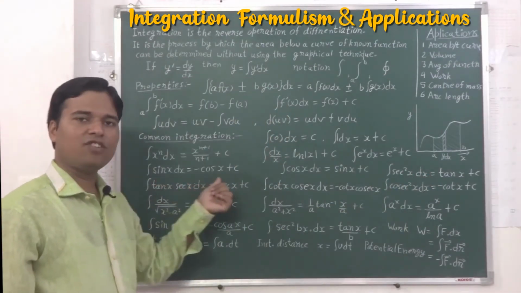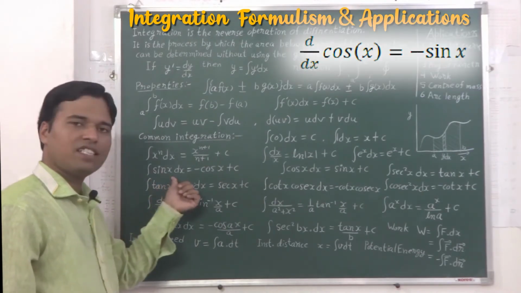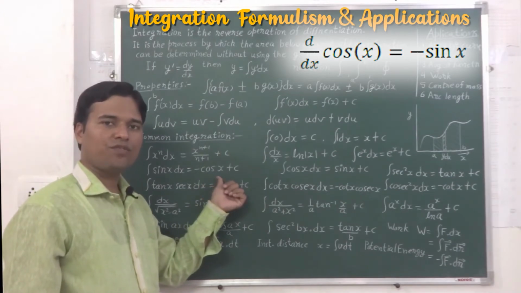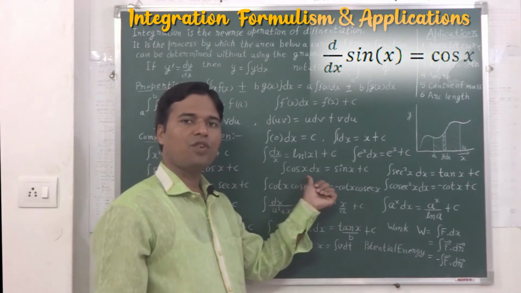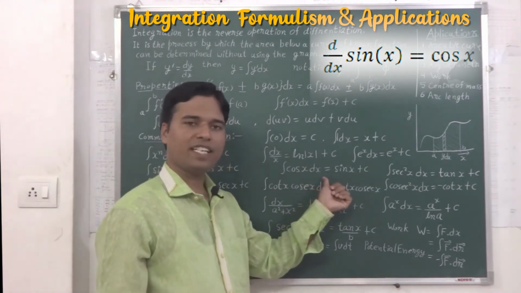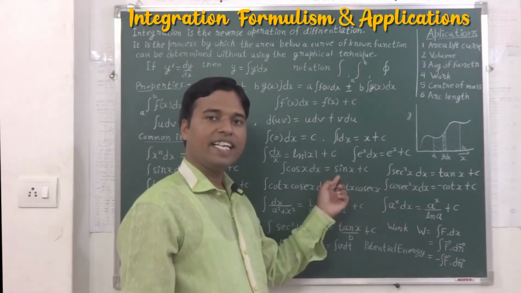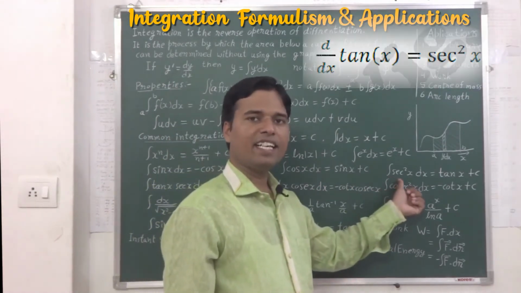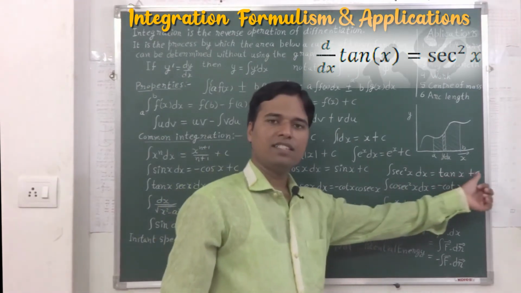Now these are the trigonometric functions. If we get the integral of sine of x, you will get negative cos of x plus c. If you get the integral of cos x with respect to x, you will get sin x plus c. Here is the positive sign. If you get the integral of sec square x, you will get tan x plus c.